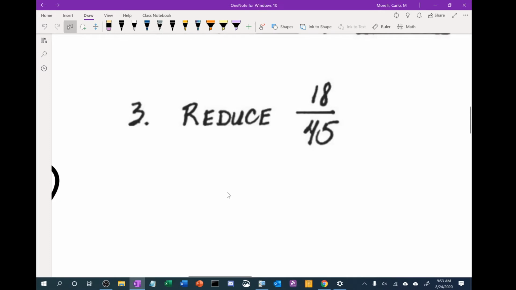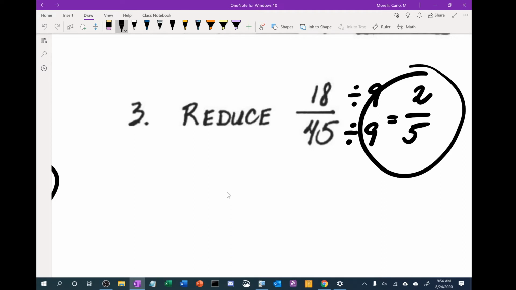So let's reduce 18 over 45. Well, I know that 18 can be divided by 9. And I know that 45 can be divided by 9. 18 divided by 9 is 2. 45 divided by 9 is 5. So the answer is 2/5, because that's an irreducible fraction.